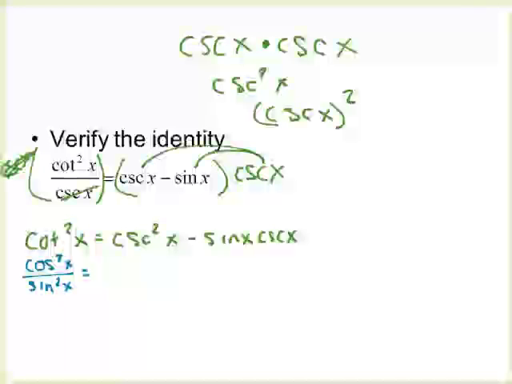Since cotangent was squared, both of its parts will be squared. So cosine squared over sine squared. What is cosecant the reciprocal of? Sine. So cosecant squared becomes 1 over sine squared. Sine is just sine. I like to put it over 1 just so that everything's a fraction, but you don't really have to do that. I just like everything to be consistent. And cosecant, we said, was the reciprocal of sine.